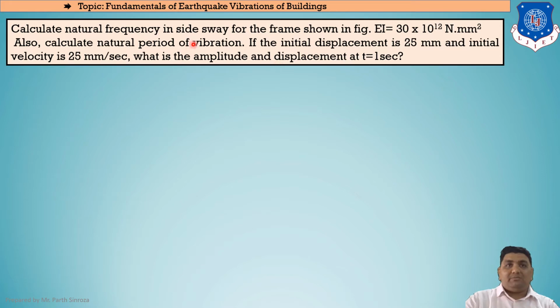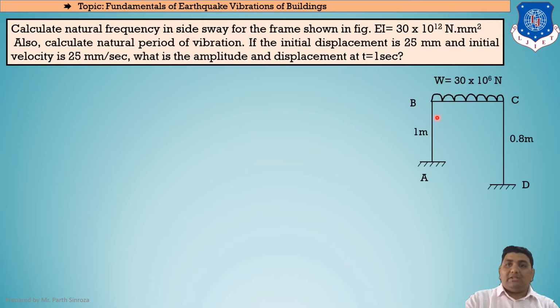But first of all, it has been asked for side sway, which is given in the figure. As we can see here, it is a portal frame, and we need to find frequency in side sway. That means there is a horizontal displacement on this axis. Clear? As you can see, column AB is 1 meter and column CD is 0.8 meter. There is a weight acting on the beam, that is 30 into 10 raised to 6, given in the question.